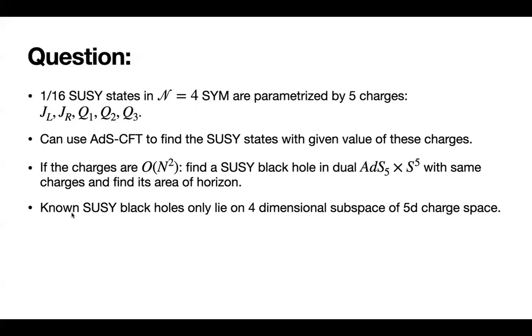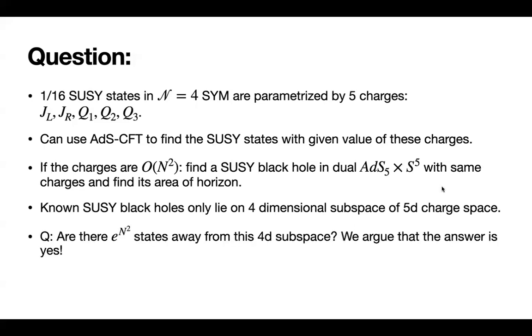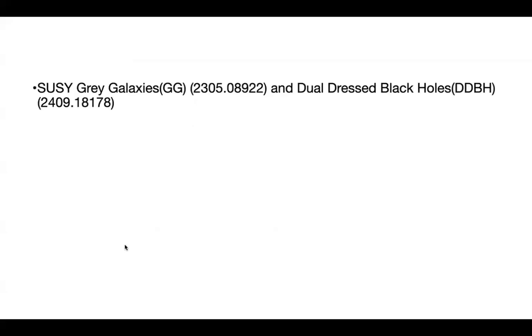However, there is a question. The supersymmetric black holes which are known only lie on a four-dimensional subspace of this full five-dimensional chart. So the question is, are there e^(N^2) states away from this four-dimensional subspace or not? And in this work, we argue that the answer to this question is yes.